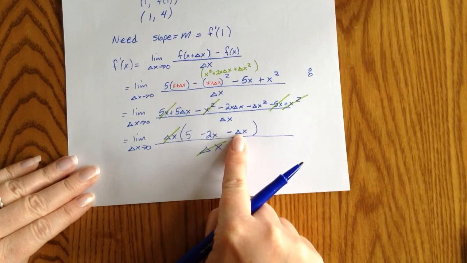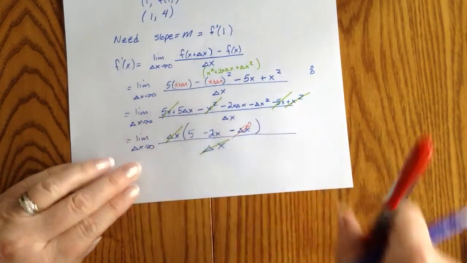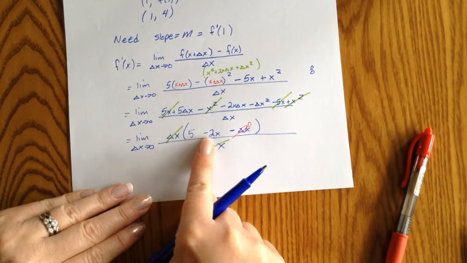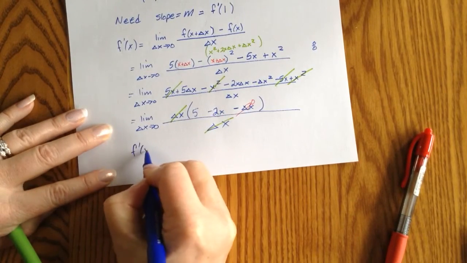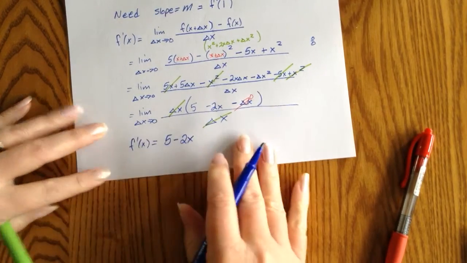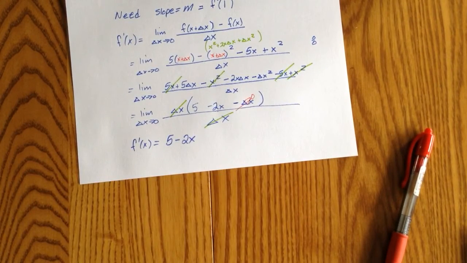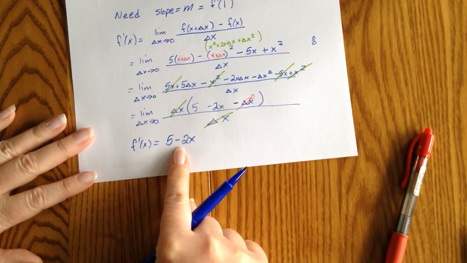So this term is approaching 0. And because that term is approaching 0, we ignore it. And we have 5 minus 2x. The derivative of f is 5 minus 2x. Okay, what the heck is this? This is your tangent line slope function.